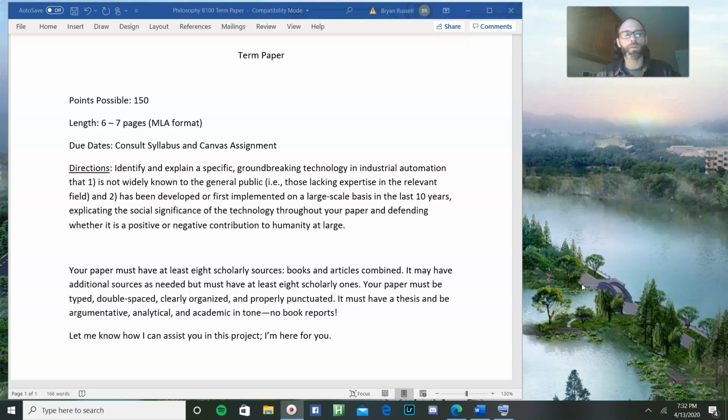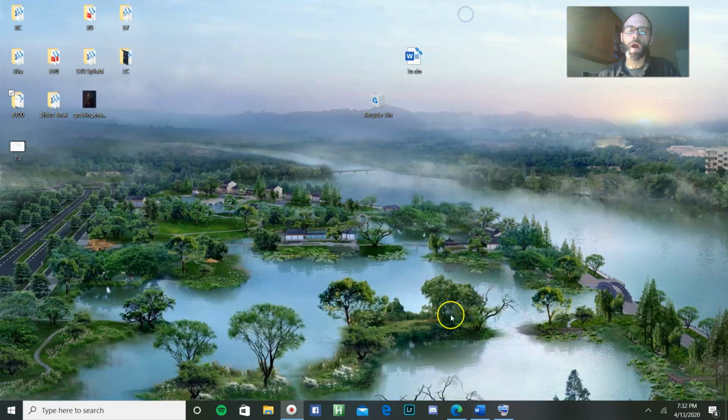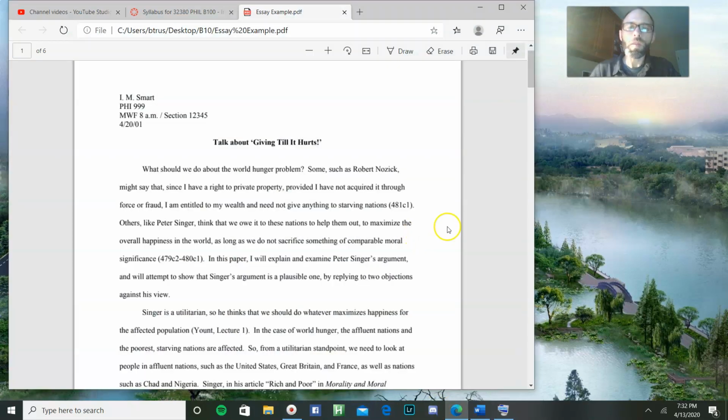Type double space, clearly organized, properly punctuated. It must have a thesis and be argumentative and analytical in academic tone. Here you're constructing an argument. This is not just reporting facts like the first paper was. So let's talk a little bit about how argumentative papers are constructed and some things you might want to do with your paper. Here's an example of an argumentative paper.